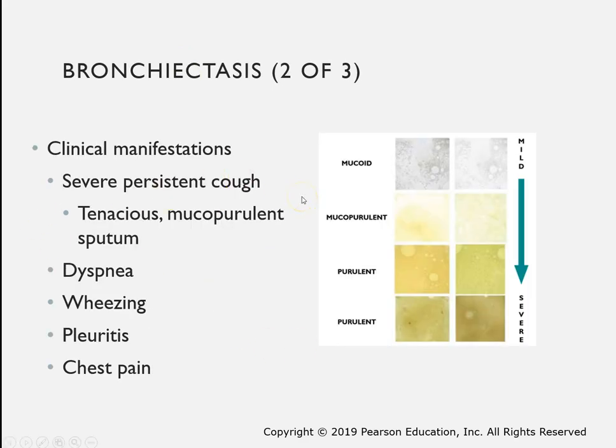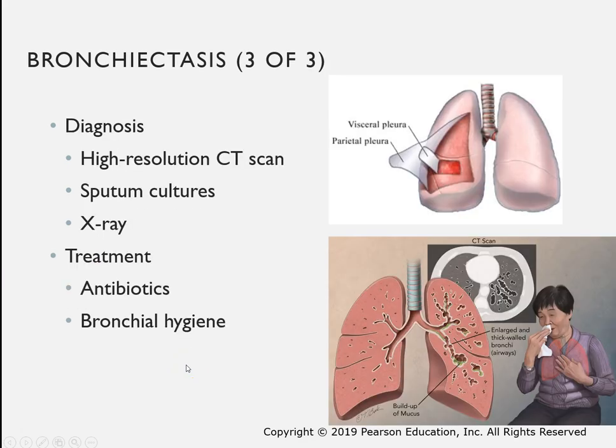Severe persistent cough, we talked about this. If we talk about the phlegm or the sputum, right? I put this in here just so you guys can understand what this is talking about. It's just a way to describe the color, okay? Right, dyspnea, we talked about this all along, wheezing, pleuritis, chest pain. If you talk about diagnosis, CT scan, chest x-ray, again, these are all the same diagnostic techniques we've been talking about all along in this chapter.